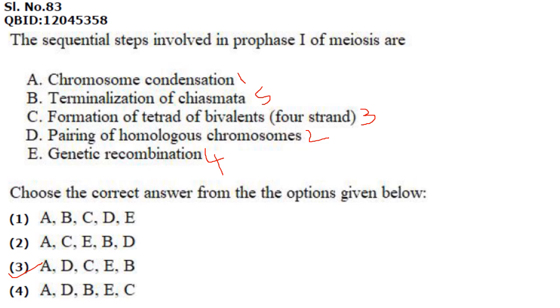And then terminalization of chiasmata. That is the fifth one. So the answer here is A, D, C, E and B. So that is option 3.